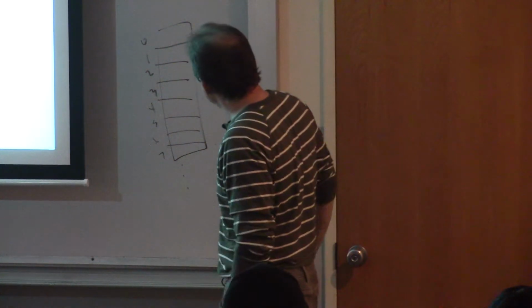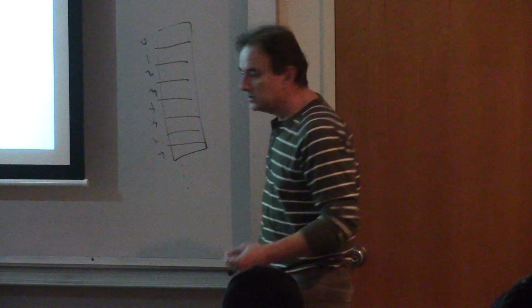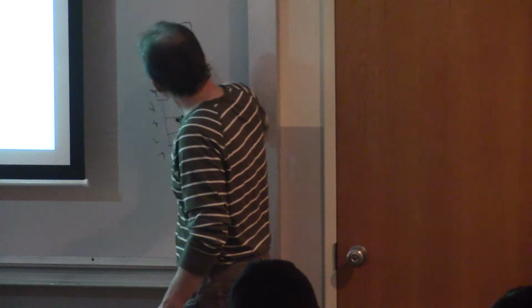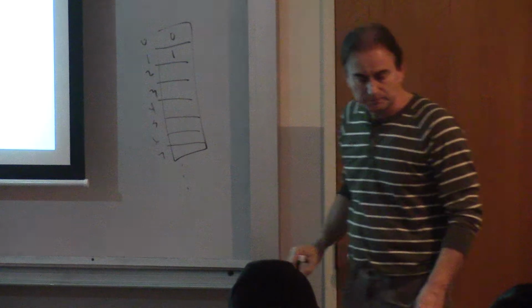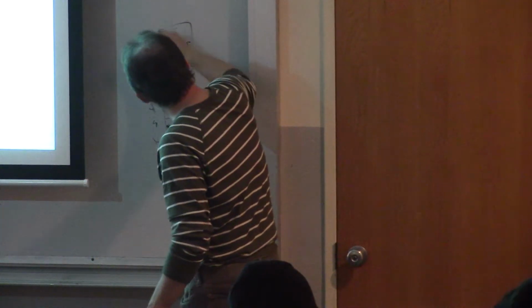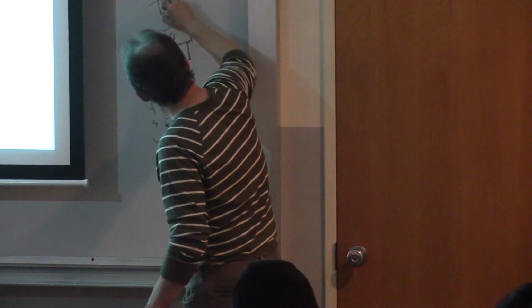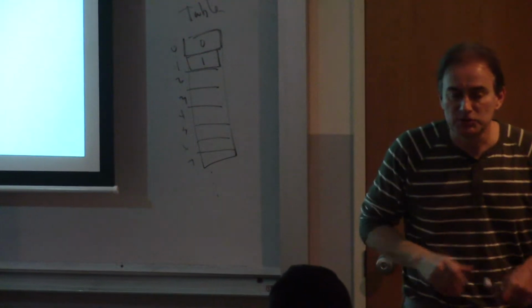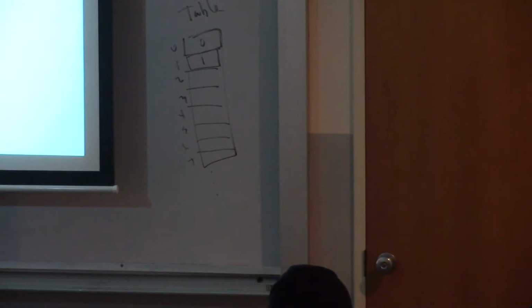So we know that the Fibonacci of 0 is 0, and the Fibonacci of 1 is what? 1. Those are basis values. So this is a table. This table is initialized with 0 and 1 in positions index 0 and 1. Okay?